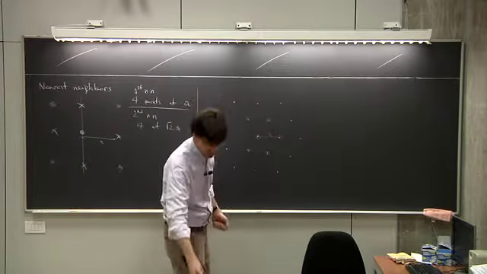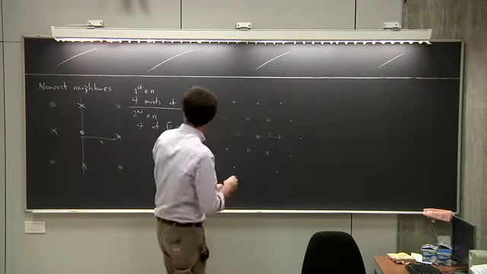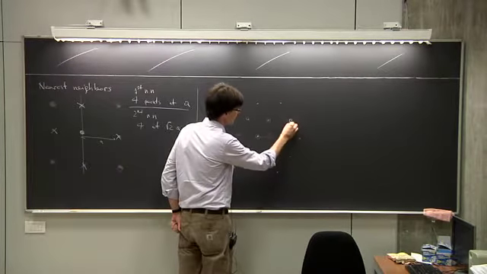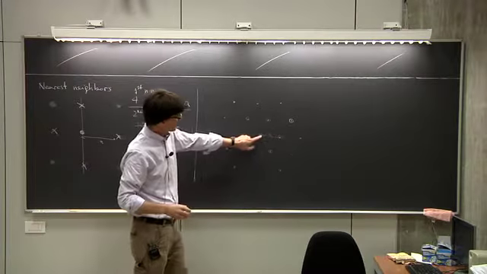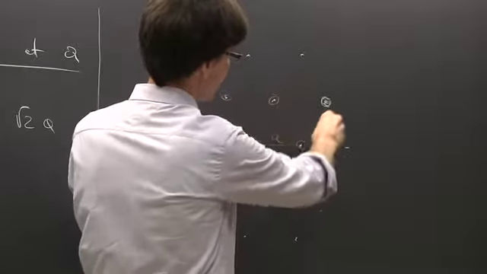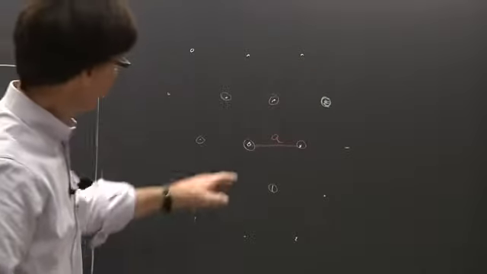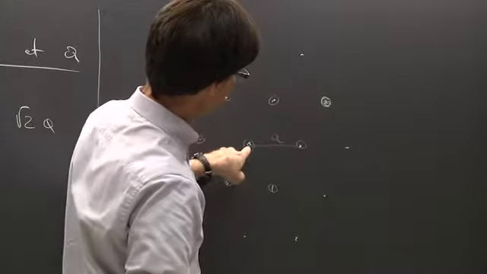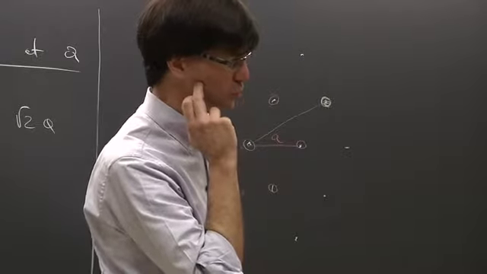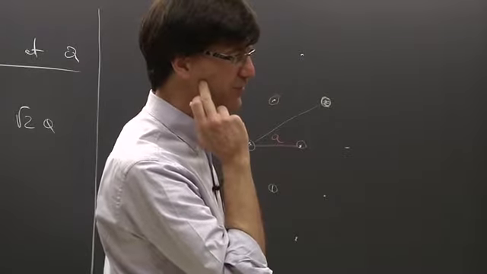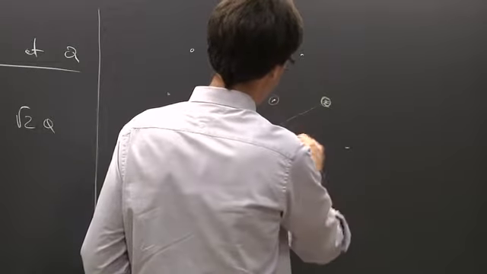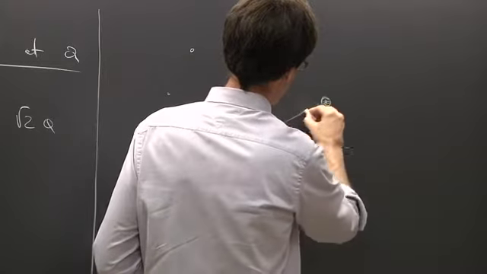Well, here we have to be careful, right? What is the distance between this point and this one? Remember, these are all equilateral triangles, right? So what is the distance between here and here? 2 square root of? If this is A, what is this?